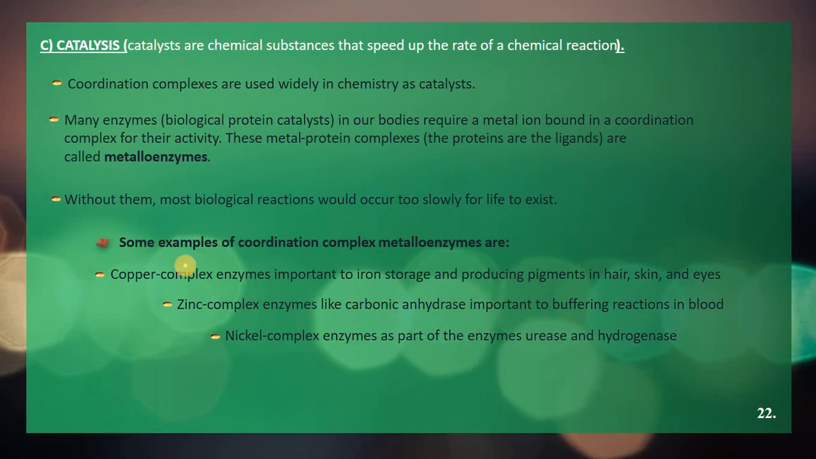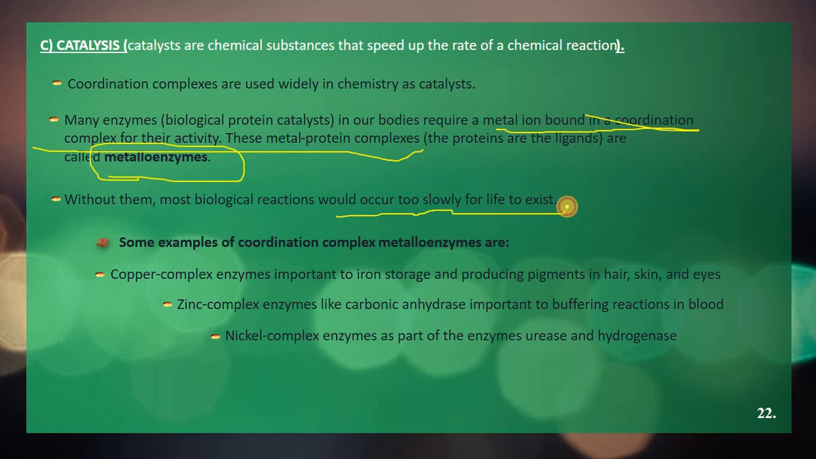Catalysis will be my final explanation on application. Catalysts are chemical substances that speed up the rate of chemical reaction. Coordination compounds are used widely in chemistry as catalysts, to speed up some chemical reactions. Many enzymes in our body require metal ions bonded in the coordination complex for their activities. These metal protein complexes are called metalloenzymes, and without them, biological reactions would occur too slowly for life to exist.